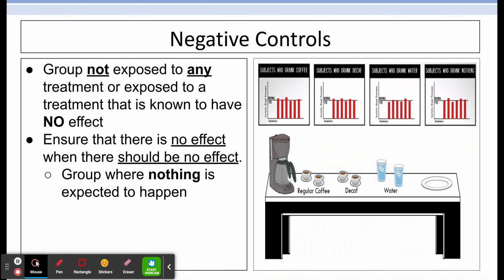Negative control is not exposed to any treatment that is known to have an effect. So again, there's no effect when there should be no effect. So nothing should happen. So this is when you normally hear the word placebo.